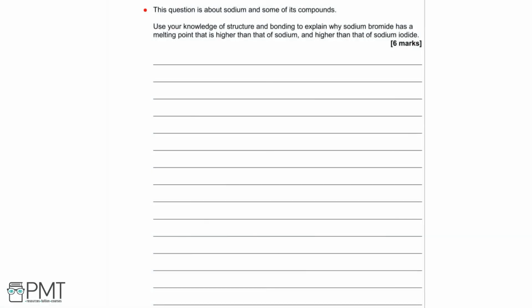This question is about sodium and some of its compounds. Use your knowledge of structure and bonding to explain why sodium bromide has a melting point that is higher than that of sodium and higher than that of sodium iodide. This question is worth 6 marks.